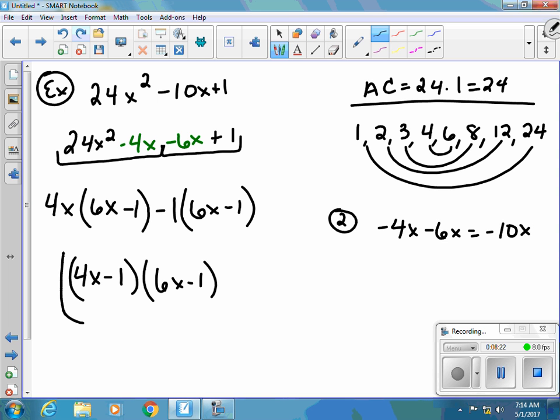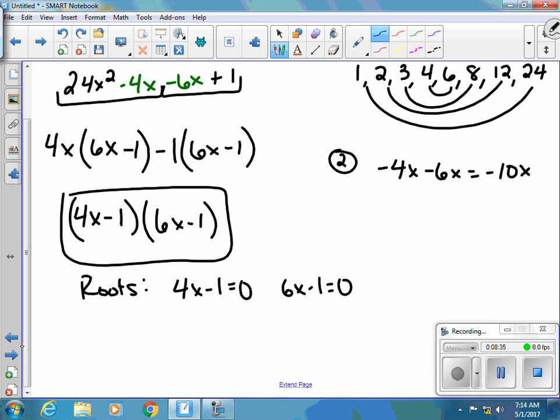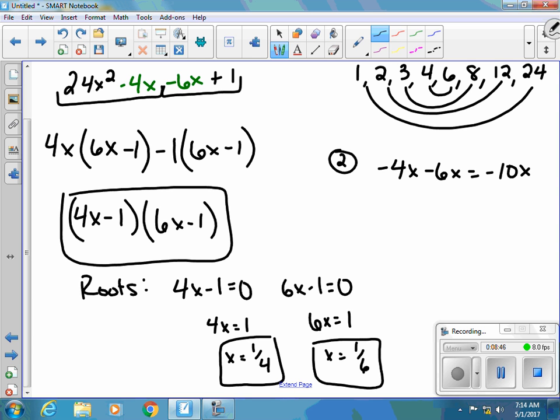If I'm looking for the roots, I've got 4x minus 1 equals 0, 6x minus 1 equals 0. I'm going to go ahead and solve for x. X equals 1/4 on the one side. And on the other side, x equals 1/6. I know I rushed through that one a little bit faster. That's because I went through the slower process and explained what I was doing, so that's why I went through this one a little bit faster.